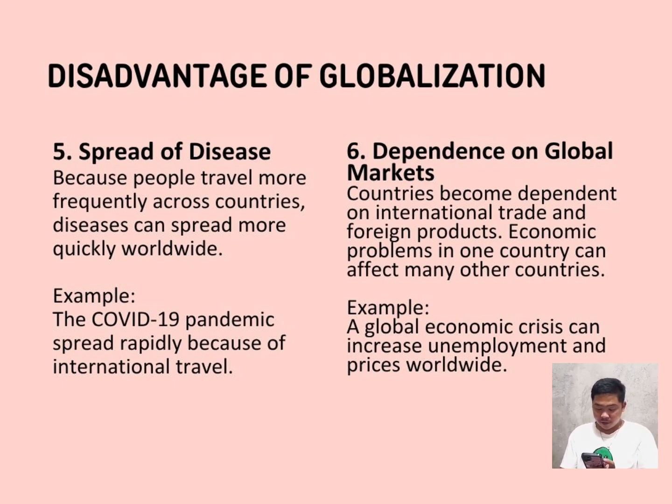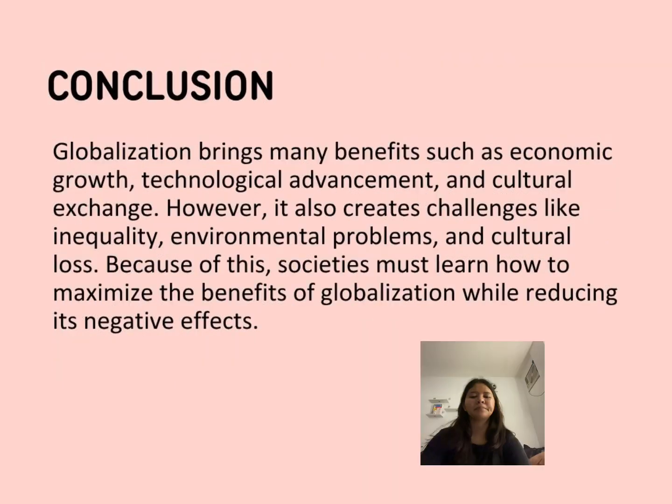Number 6, dependence on the global market. Countries become dependent on international trade and foreign products. Economic problems in one country can affect many other countries. Example, a global economic crisis can increase unemployment and prices worldwide. Conclusion.